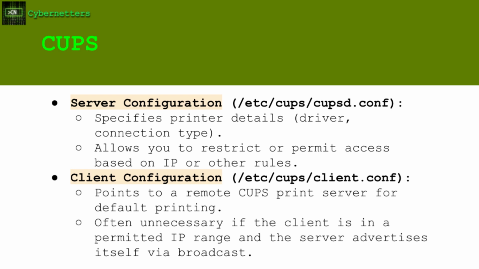We also have the client configuration, which is found in /etc/cups/client.conf, which is used to connect a system to a remote CUPS print server, often unnecessary if the server is within the permitted IP range and advertises itself automatically. So, in summary, the server config controls the printer while the client config helps connect to the network printers.